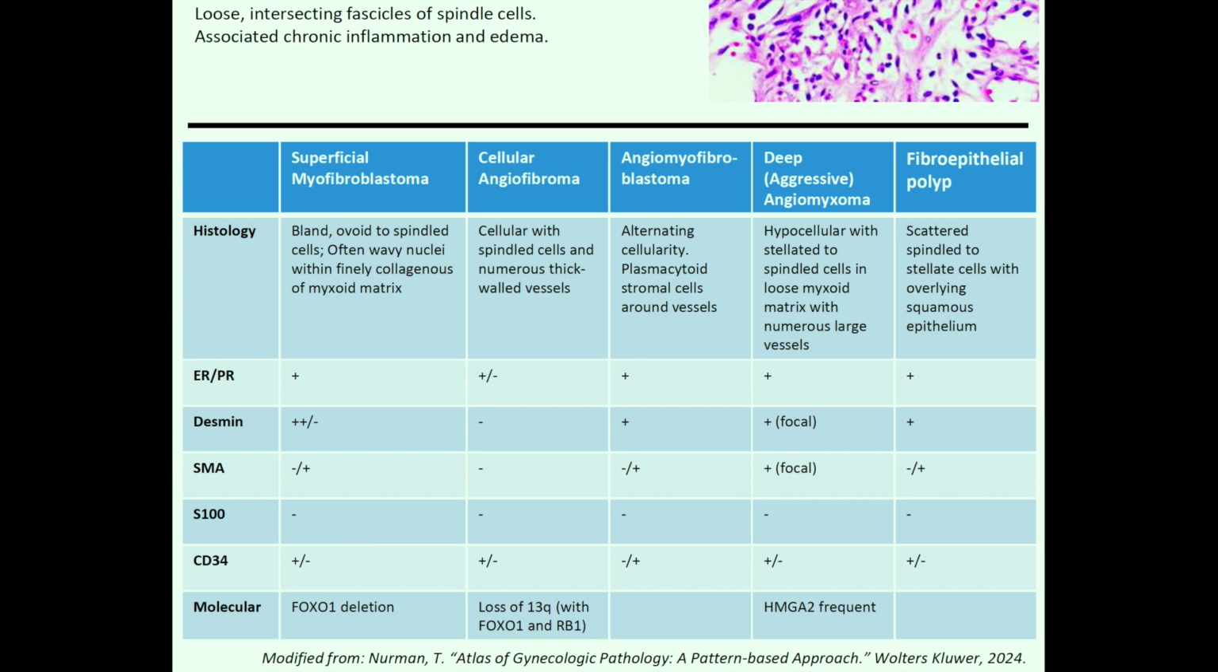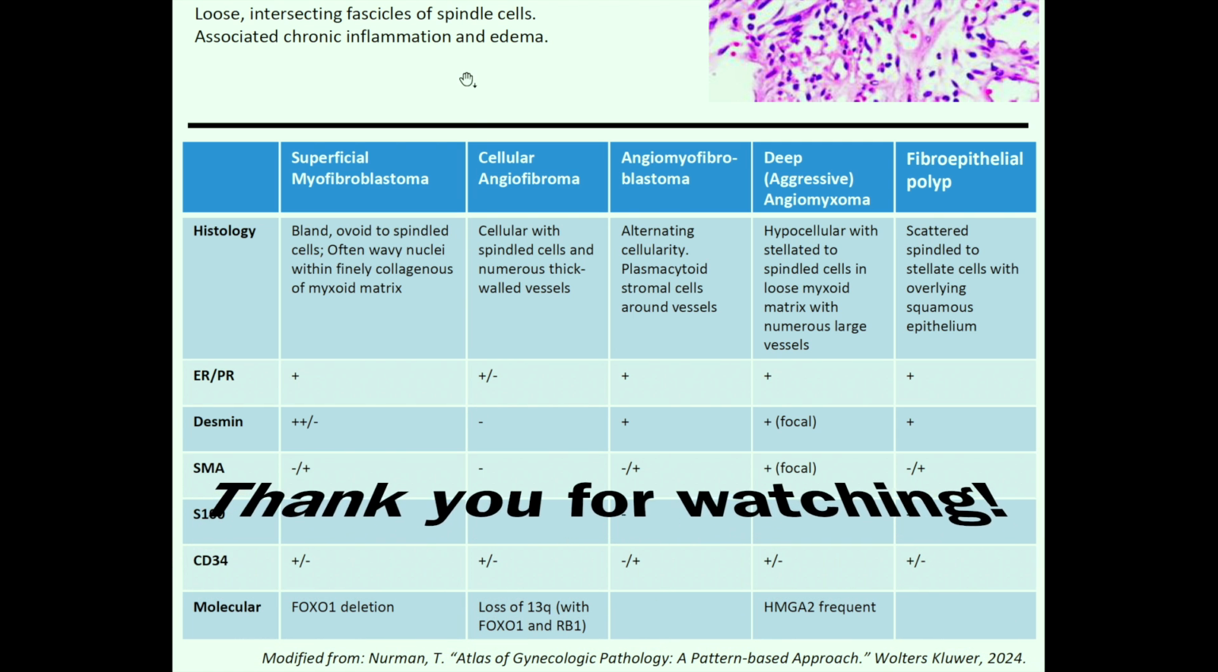So again, a lot of those entities we just went through have confusing nomenclature. They all sound the same, and a lot of the histological descriptions were quite similar. So I would suggest just reviewing this table. It seems like a nice place to review everything in one spot, maybe a little simpler than sifting through the last couple pages. So you can review superficial myofibroblastoma, cellular angiofibroma, angiomyofibroblastoma, deep aggressive angiomyxoma, and fibroepithelial polyp, what you're going to see histologically, and then the various IHC panels. So it's a super helpful table, and I would recommend reviewing that.